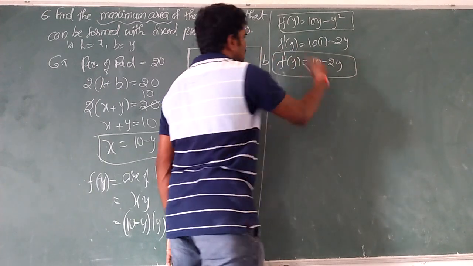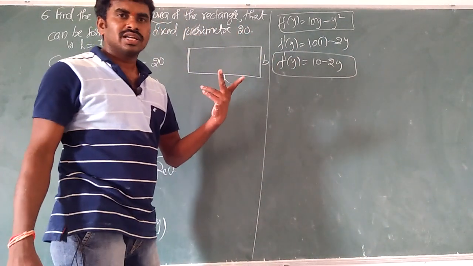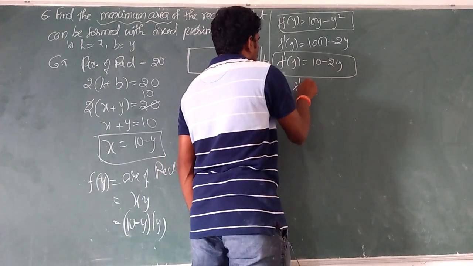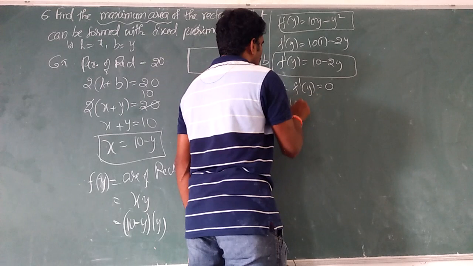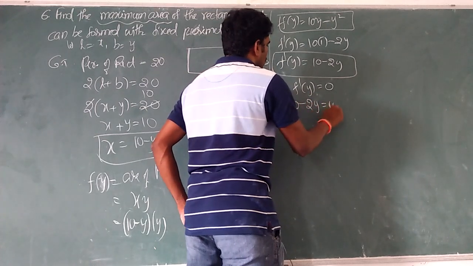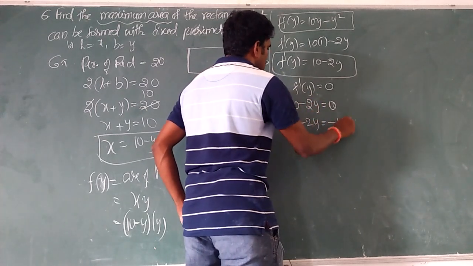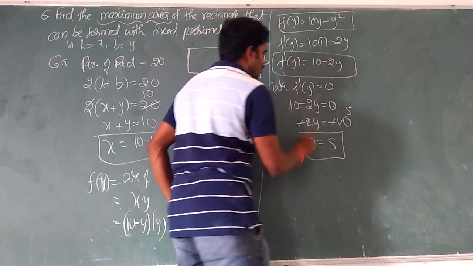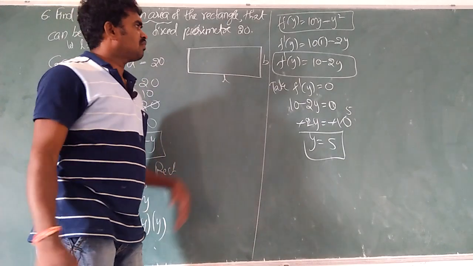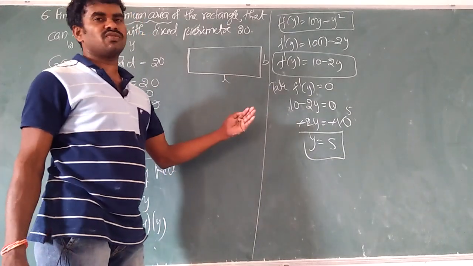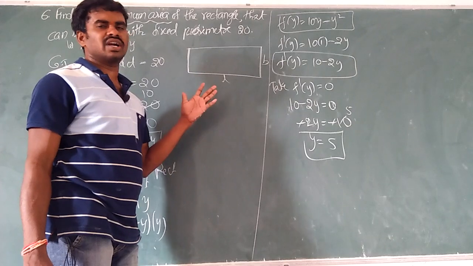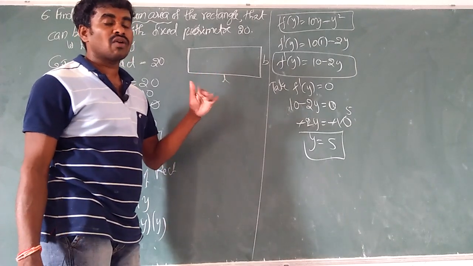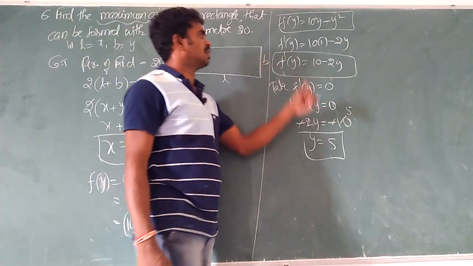Okay. After getting derivation, what? Yes, equal to 0. f dash of y equal to 0. So take f dash of y equal to 0. Means what? 10 minus 2y equal to 0. Means minus 2y equal to minus 10. Minus minus cancel, 5. So y equal to 5. We got it, y equal to 5. Now we have to check at y equal to 5. What is the x value? That we can find out, of course. But at y equal to 5, is it maximum or minimum? How can we know? Yes, by doing f double dash of y.